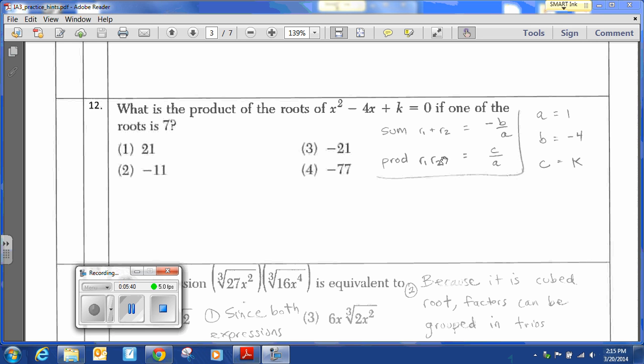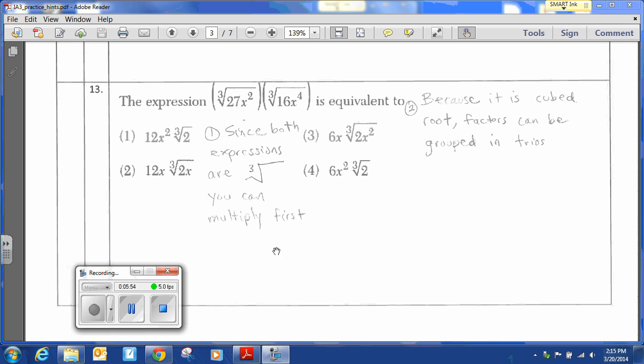Here's the formula for sum and product of roots. The sum is negative b over a, and the product is c over a. All right, a, b, and c are given, pulled right out of here. They're all the coefficients of the quadratic equation.